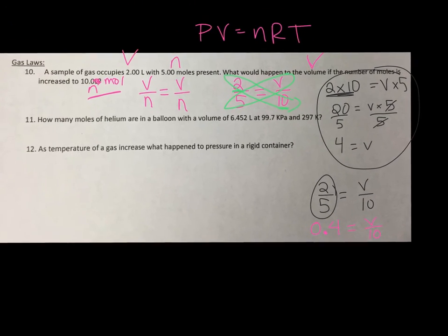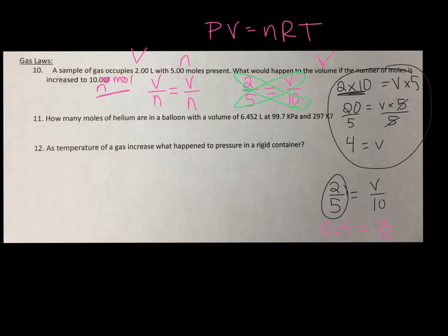Okay? Other than that, number 11 is plug and chug. Okay? You have all that information. It's in kilopascals. So what R are you going to use? Which one? 8.31. Okay, because it's in kilopascals. And that's it. It's just plug and chug. And then you should be able to answer number 12.